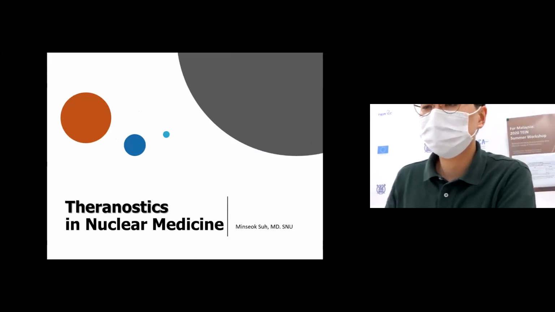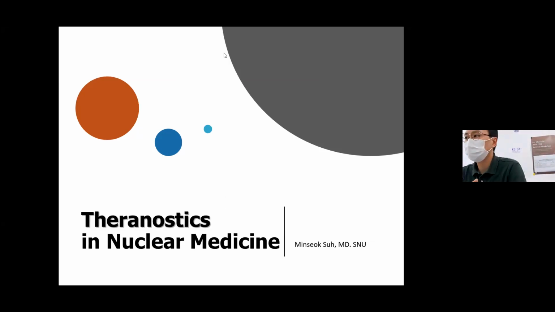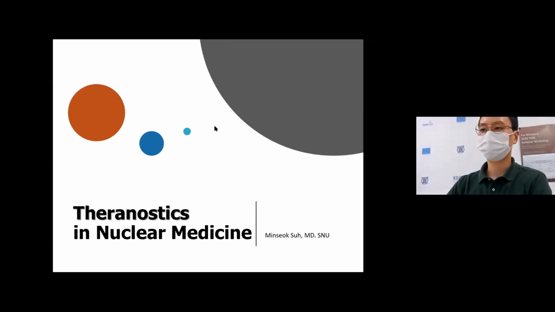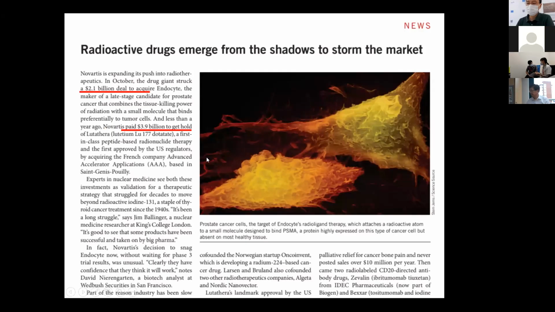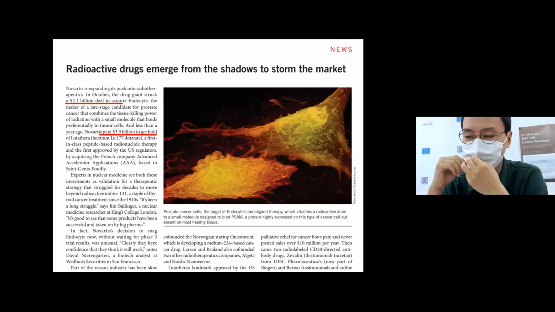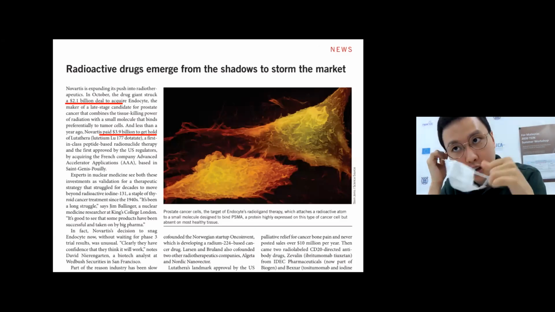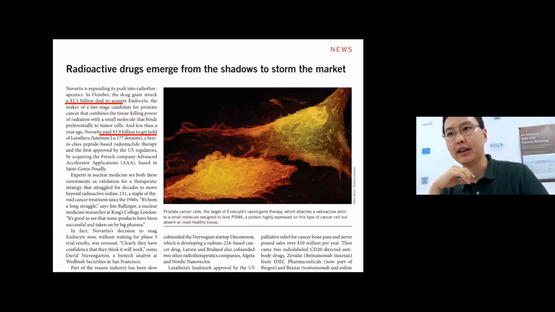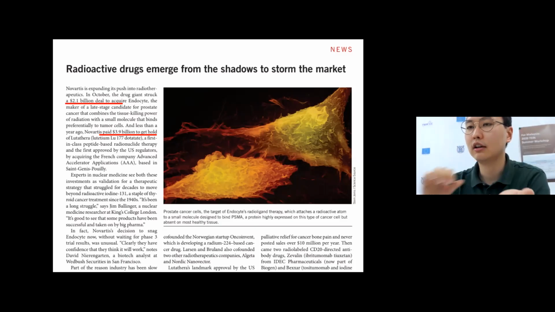So what I prepared for the next session is about the clinical application of theranostics in nuclear medicine. As I have already mentioned, there is an emerging interest in these radioactive drugs in the markets. Actually, Novartis, as already mentioned, has bought AAA and Endocyte for many billions of dollars. It is quite promising to see that these big pharmaceuticals are having interest in our field.